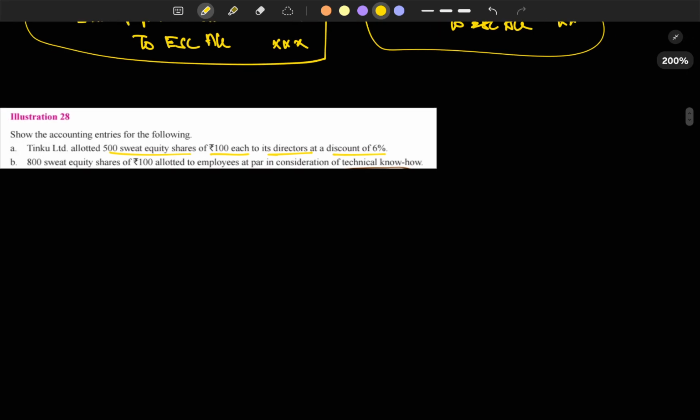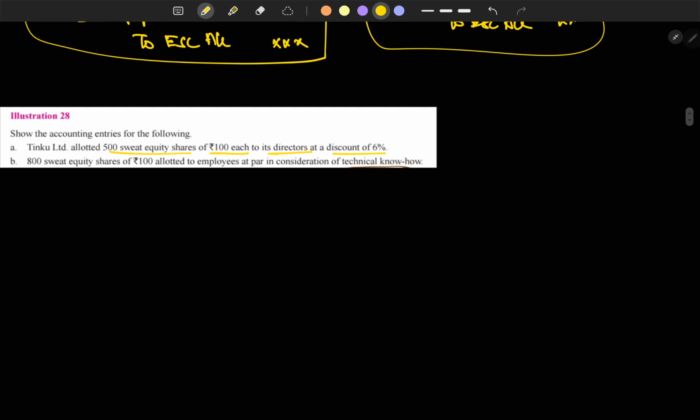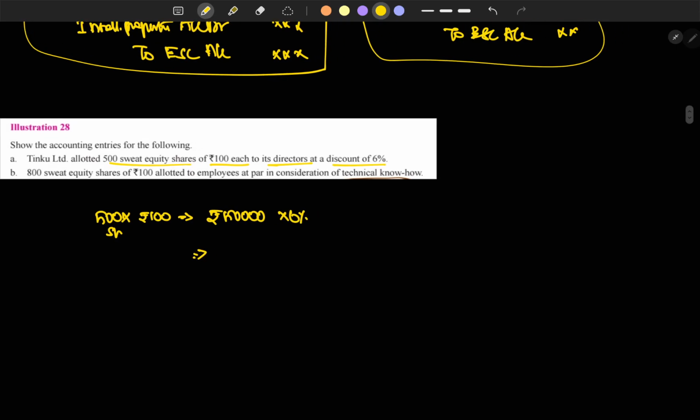The company has issued 50 sweat equity shares of 100 rupees each, which is shares worth 50,000, into 6 percent, which is 3,000 rupees. So 3,000 is the discount amount for the employee. So this is the IP account from the company's perspective.